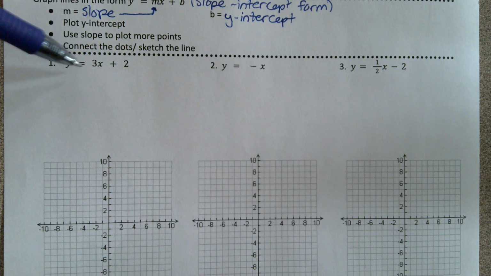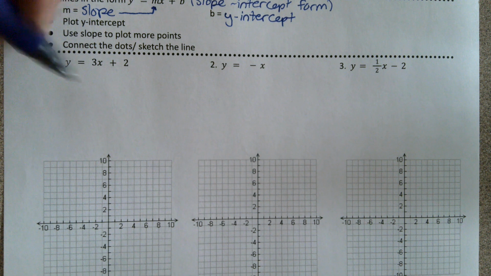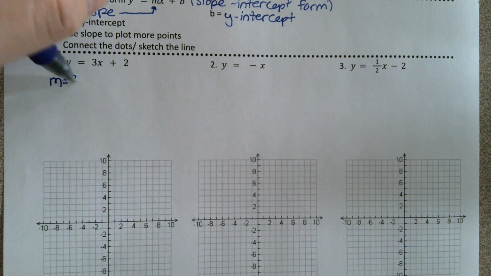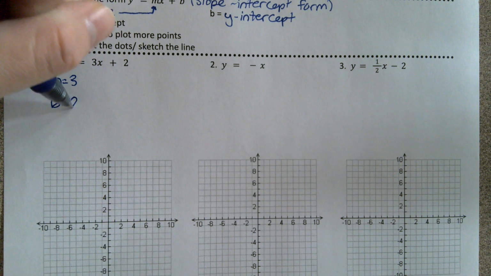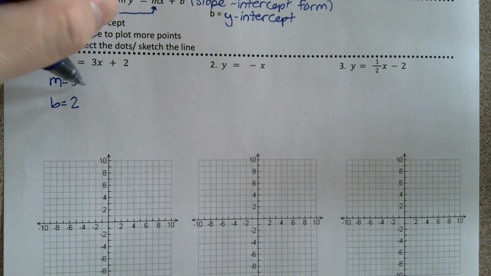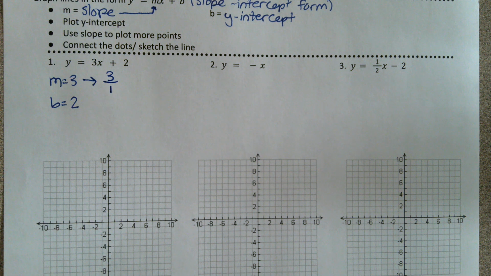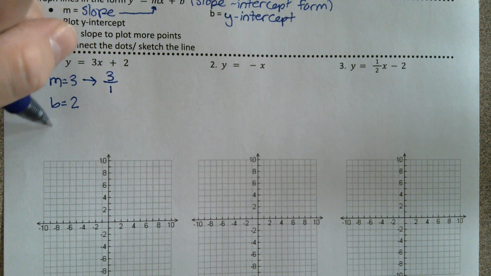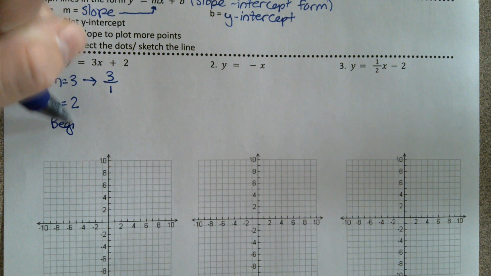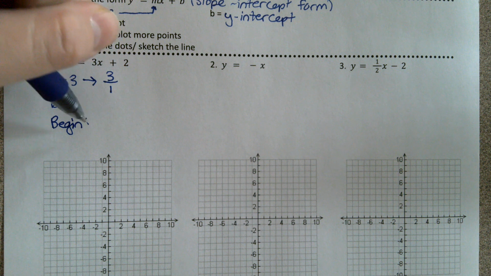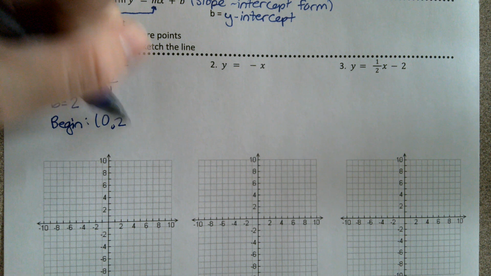Number 1, y equals 3x plus 2. So for this, m is 3 and b is 2. And to help us graph, we're going to write this as 3 over 1. And since we have b is 2, we begin at the point 0, 2.